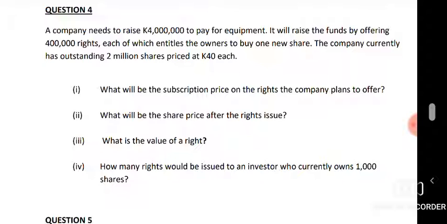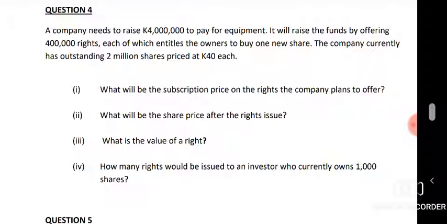What next? We need the new shares. They've said that in this offering they want to offer about 400,000 rights in total, and each of those rights will enable an owner to buy 1 new share. Our focus is the new shares at this point. So each right lets you buy 1 new share; it's a 1-to-1 proportion. So 1 right, 1 new share. I hope we're together on this one.